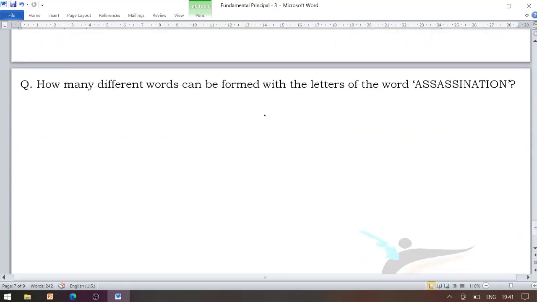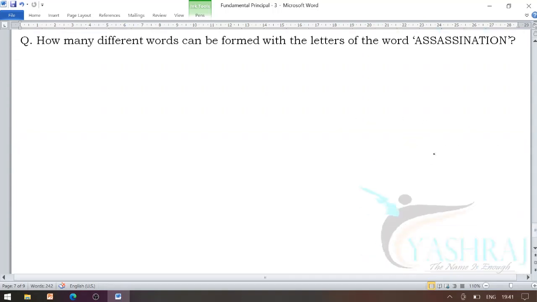Look at the next problem. How many different words can be formed with the letters of the word assassinations? So look at once, we are having A, double S, A, double S, I, N, A, T, I, O, N.